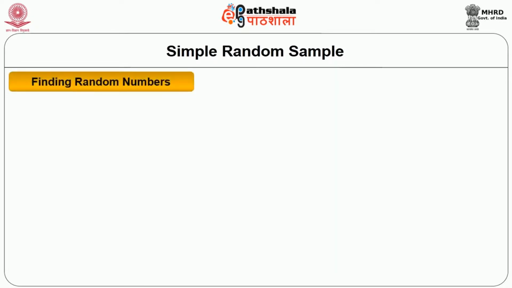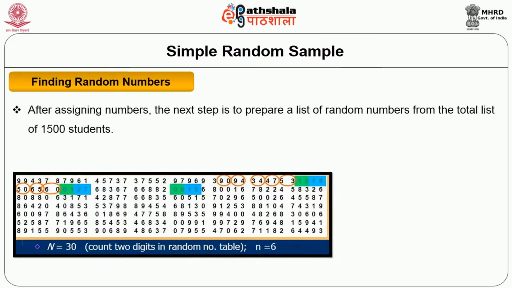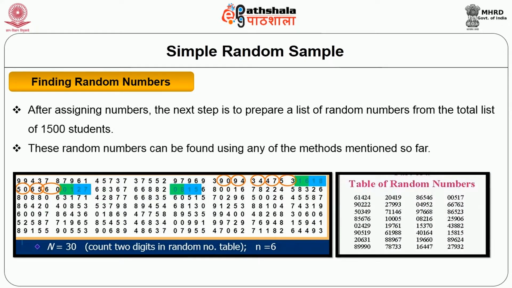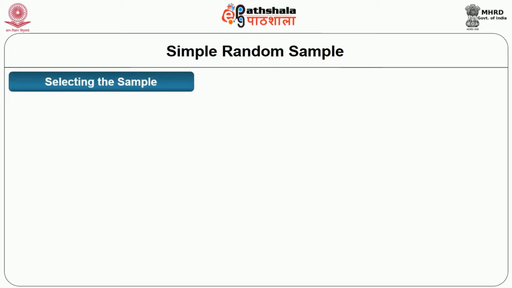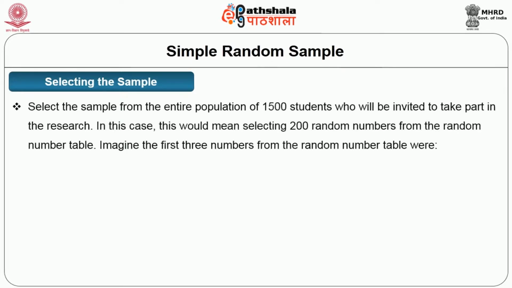The fifth step is finding random numbers. After assigning numbers, the next step is to prepare a list of random numbers from the total list of 1500 students. These random numbers can be found using any of the methods mentioned so far. The last step is selecting the sample. Finally, we select the sample from the entire population of 1500 students who will be invited to take part in the research. In this case, this would mean selecting 200 random numbers from the random number table.